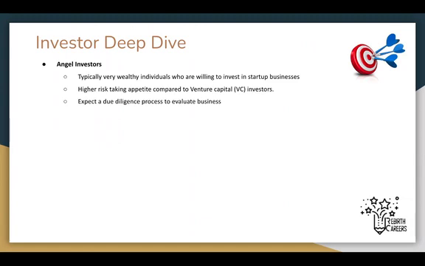And of course, a due diligence process will be done to evaluate your business, even though they are willing to take the risk on startups. They still run a due diligence process. So you need to ensure that your financials, your business is in order, which is part of why you're taking this course.